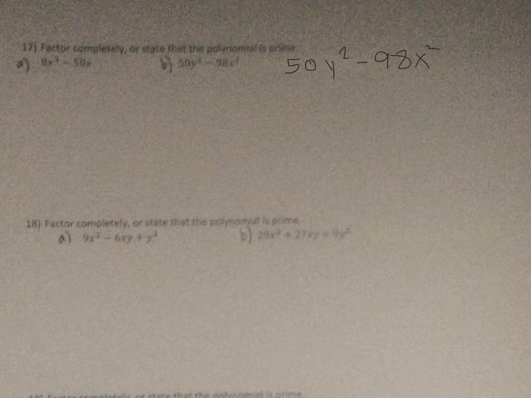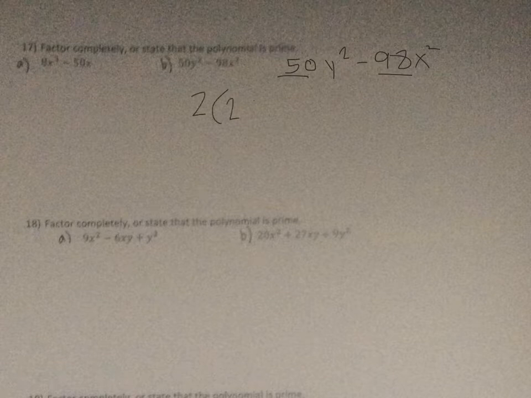Because we have two terms and they're being squared, it's probably going to be the difference of the squares. The only reason it wouldn't be the difference of the squares is if both things weren't perfect squares. So the very first thing we must do is look for the greatest common factor. Between 50 and 98, the GCF is 2.